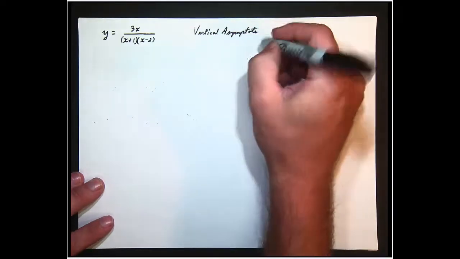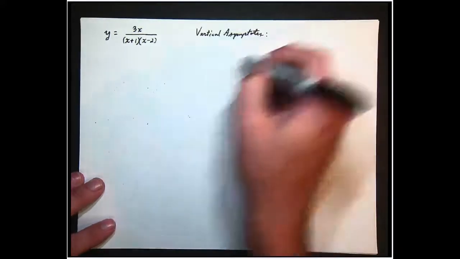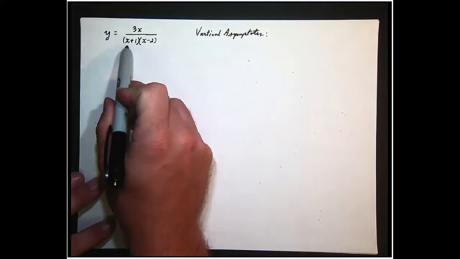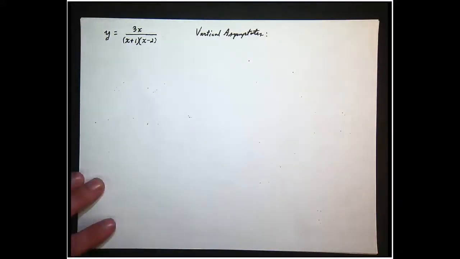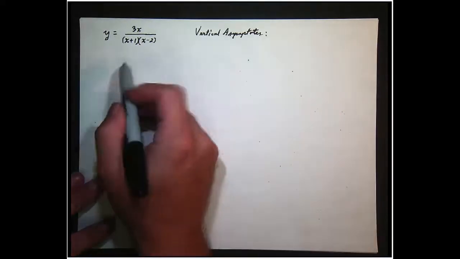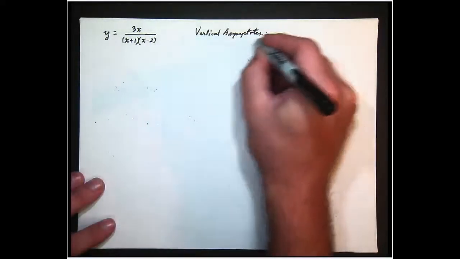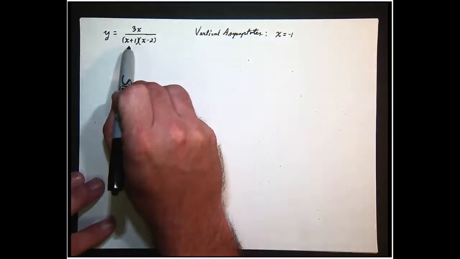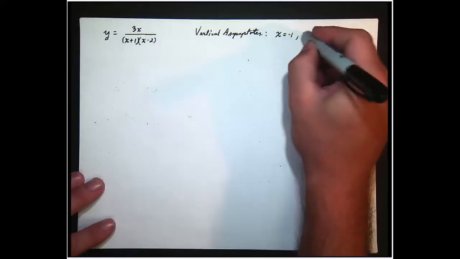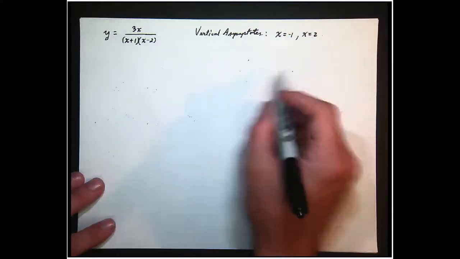This one has 2, and they are found at the zeros of the denominator. Remember, they're the unshared zeros of the denominator, and there are no shared zeros here. So we have x equals -1, that's the 0 of this factor, and we have x equals 2, which is the 0 of that one.